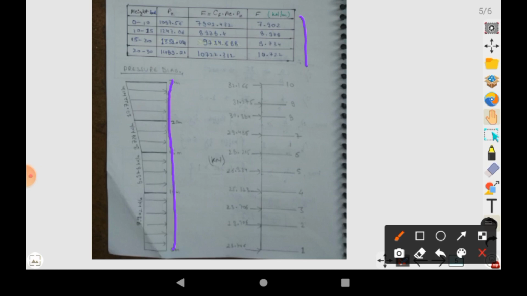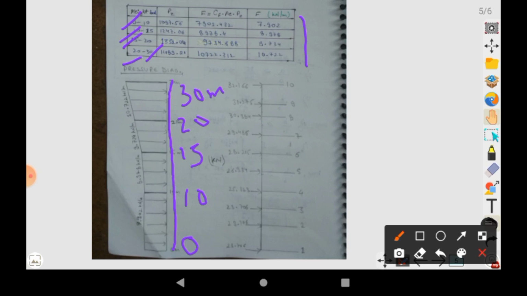For a particular level of height, the first level of height is 0 meter, so we are just going to mention it here. The second level of height is 10 meter, and the third one is 15 meter that we are going to mention. The fourth one is 20 meter, and the fifth one is 30 meter. Now we are just going to put the values of design wind load, one by one.